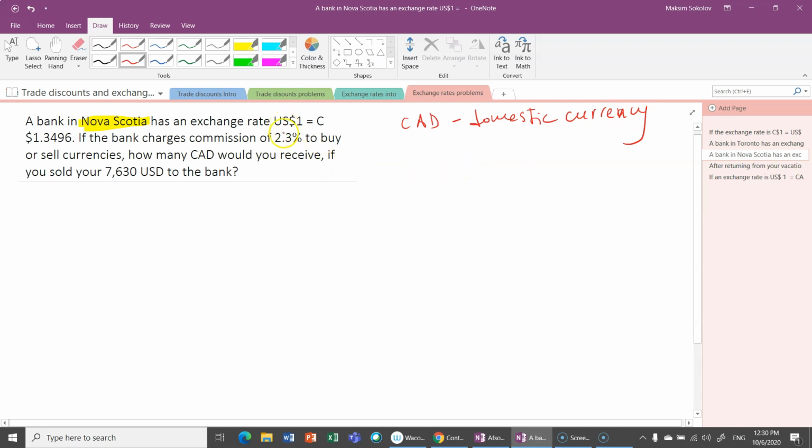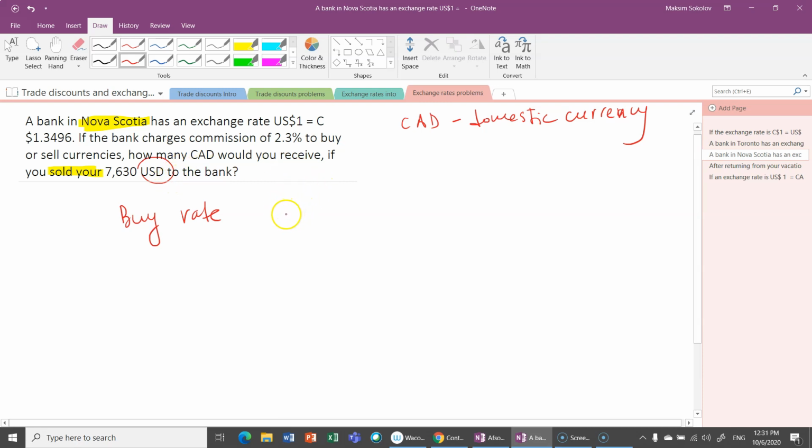Why do we need to know about this? Because now we read that you sold your 7,630 to the bank, right? So what does that mean from the position of the bank? Well, the United States dollar is the foreign currency for the bank. Therefore, they bought this from you, right? So we are talking here about buy rate. The bank bought USD from you, and because we always think from the position of the bank, as a result, we need to find the buy rate.